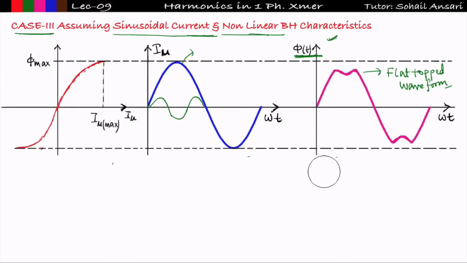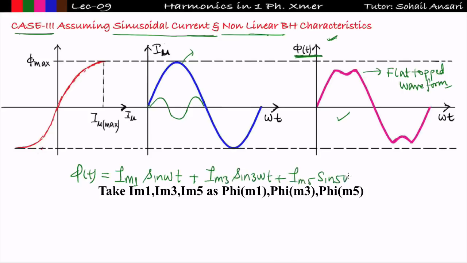So what will be the equation of phi t? According to Fourier series, if I will have to write the equation of phi t considering all the harmonic components into account, it will be equal to fundamental Im sin omega t plus, this is the half wave symmetry waveform. So if I will do the Fourier series of this waveform, then I will not get the second harmonic, I will get the odd harmonic components. So it will be equal to Im3 sin 3 omega t plus Im5 sin 5 omega t, and so on. And in this case, this third harmonic is dominating in nature. In single phase transformer, in all the cases, third harmonic is dominating, because of which sometimes we are getting peaky in nature and sometimes we are getting the flat top waveform, right?